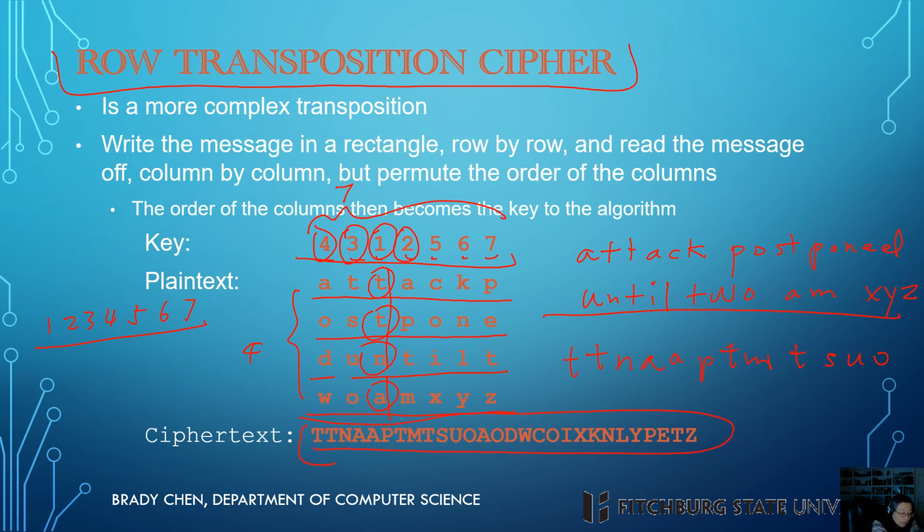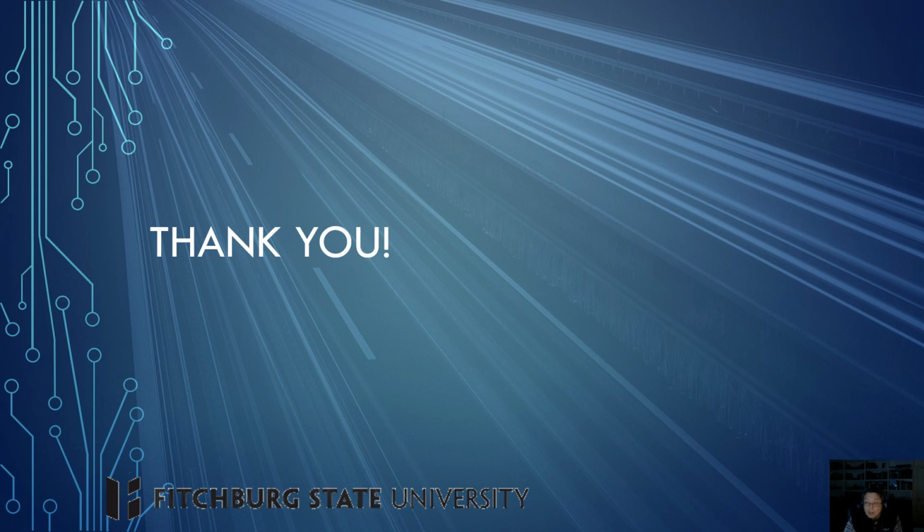Again, if the receiving side knows the key, they can rebuild the message based on this pattern. That's a row transposition cipher. I think that's pretty much all we're going to talk about in module 2B. Thank you.